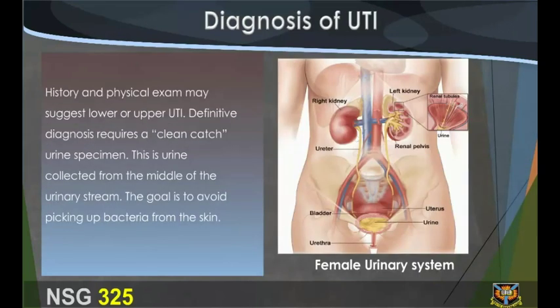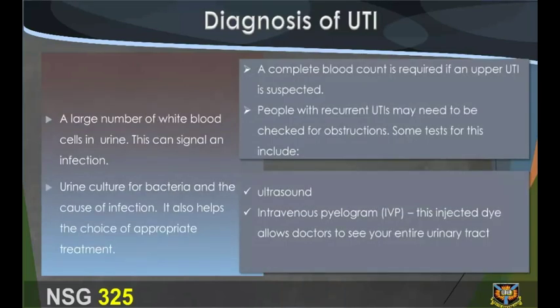Diagnosis of UTI. History and physical exam may suggest lower or upper UTI. Definitive diagnosis requires a clean-catch urine specimen. This is urine collected from the middle of the urine stream. The goal is to avoid picking up bacteria from the skin. A large number of white blood cells in urine can signal an infection.